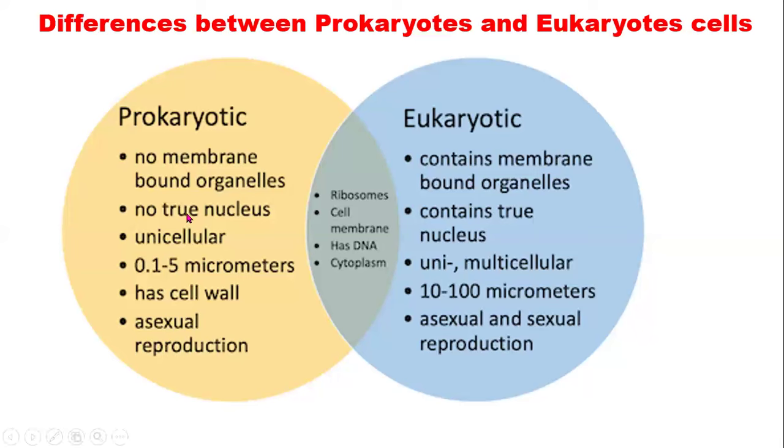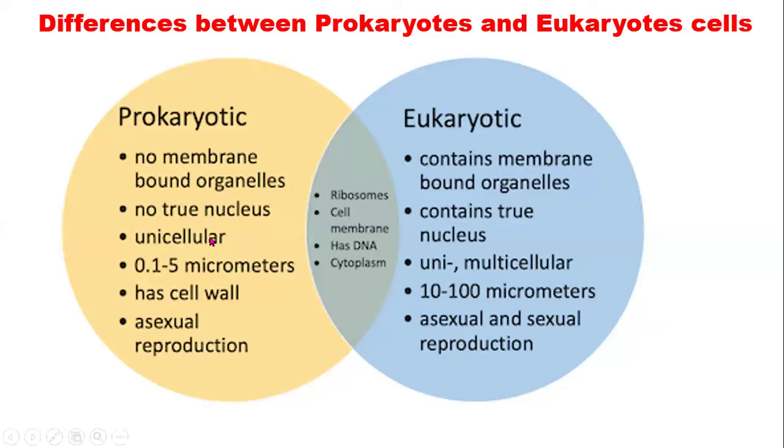So there is no true nucleus in prokaryotes, while eukaryotes contain a true nucleus. You can see the genetic material is housed inside the nucleus, while for the prokaryotes, the genetic material just floats inside the cytoplasm. It is not contained within a nucleus or membrane-bound nucleus.